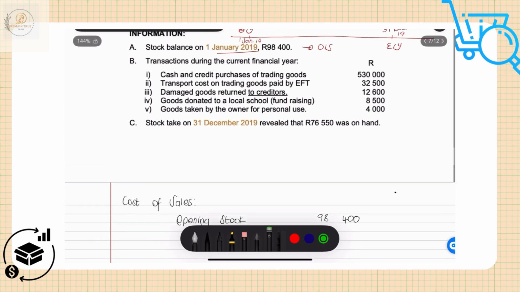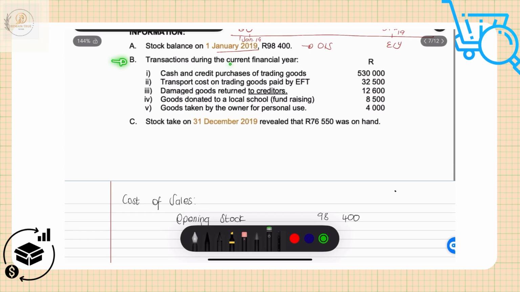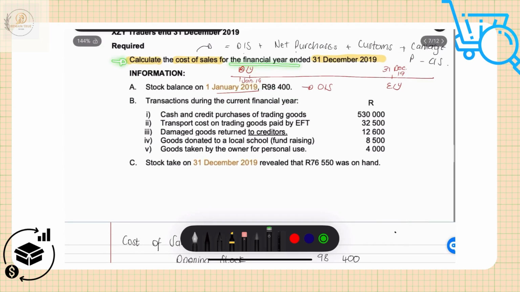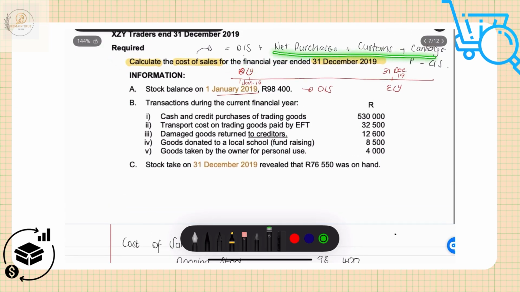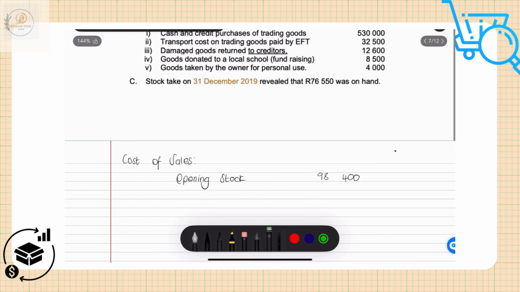Okay. Next one, part B. Transactions during the current financial year. So now it's this part over here. Cash and credit purchases of trading goods, 530,000. Okay, so we can input that into our formula. So we've got purchases. How much do we have? 530,000. Let's see if we have any more purchases.